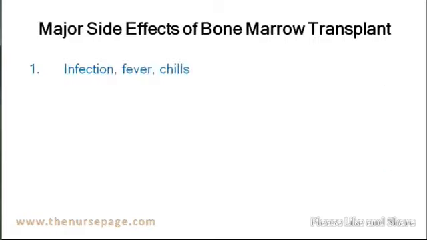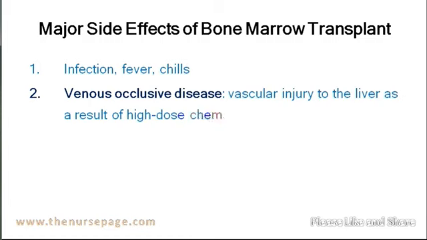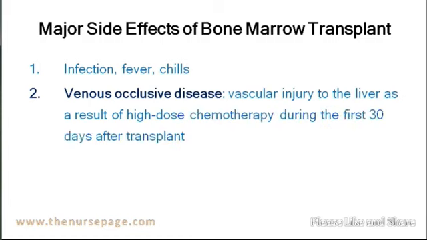So we can check what are the major side effects of bone marrow transplant. Major side effects include mainly infection, fever, chills. Next side effect is venous occlusive disease. Venous occlusive disease is due to vascular injury to the liver as a result of high dose chemotherapy during the first 30 days after transplant.